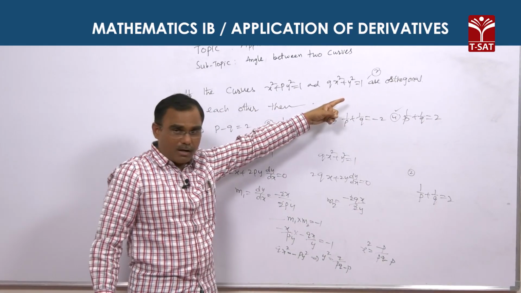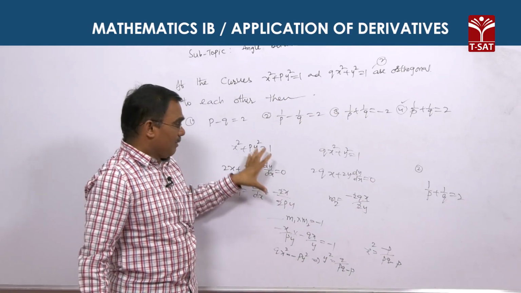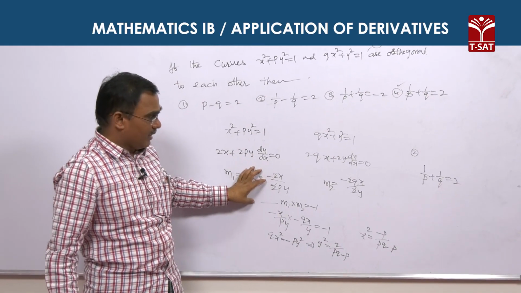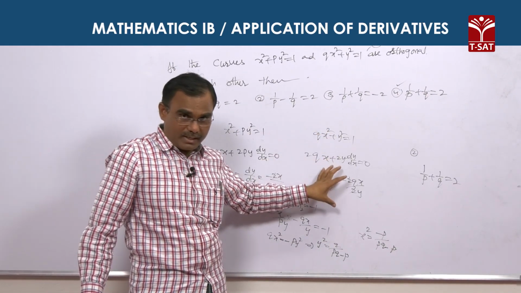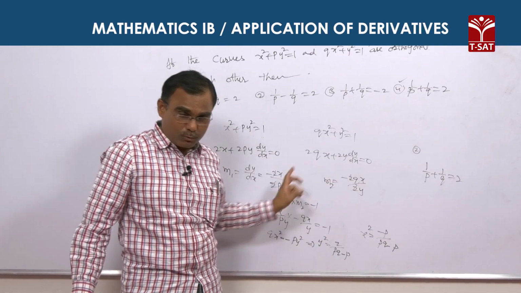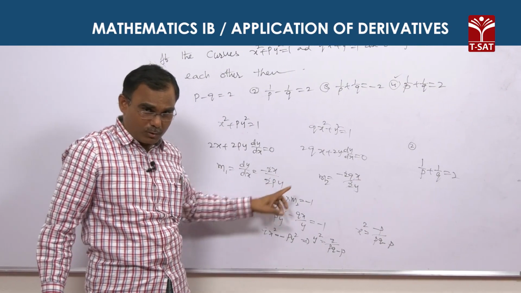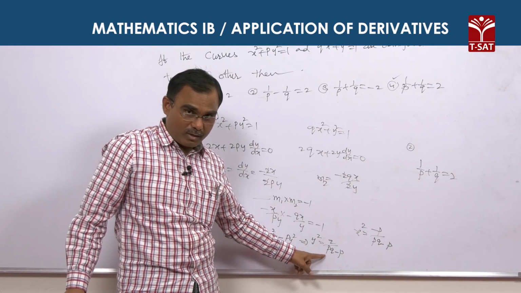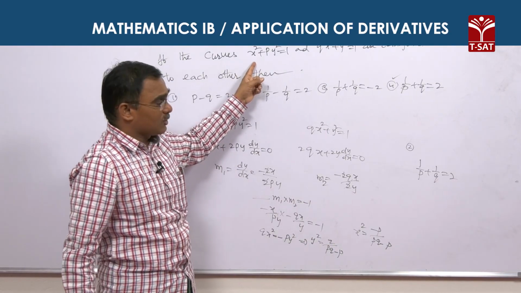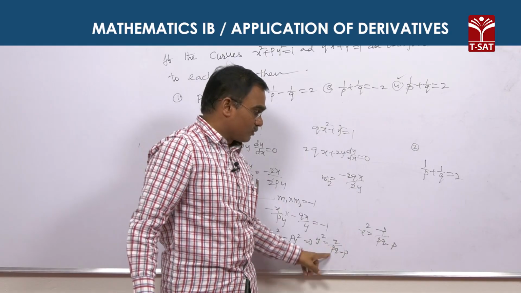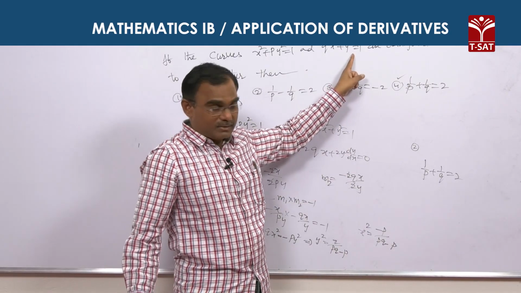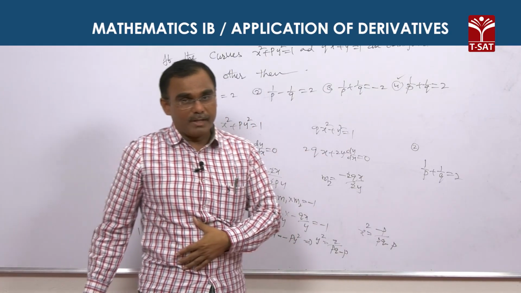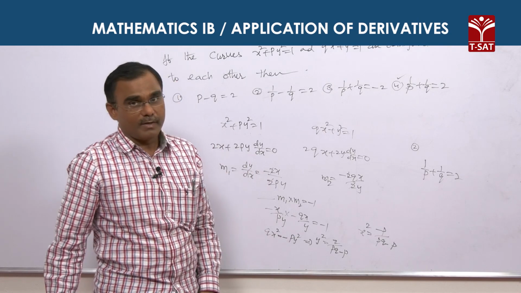Two curves cut orthogonally. What is the condition? First curve, slope of the tangent at any point. Second curve, slope of the tangent at any point. Two curves cut orthogonally, so the product of slopes is equal to minus 1. From this find the y square value. Substitute the y square value in the first curve, we get the x square value. This x square, y square also satisfies the second equation. Simplify: 1 by p plus 1 by q is equal to 1, which is the required condition.